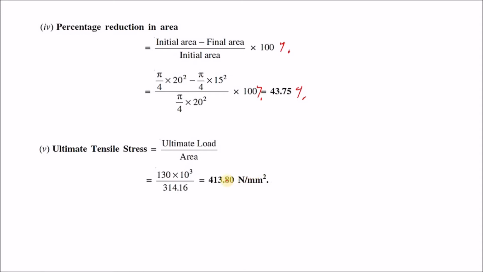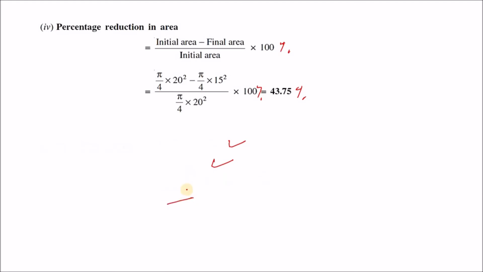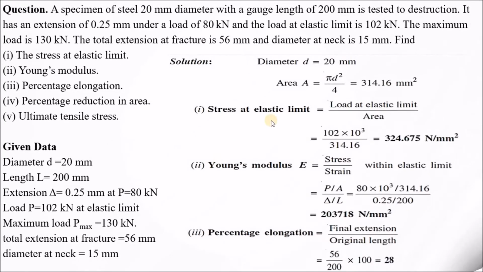So this problem is complete. Here, ultimate stress is ultimate load divided by area. Which area are we using? Initial area. You can see which area we are using: initial area.